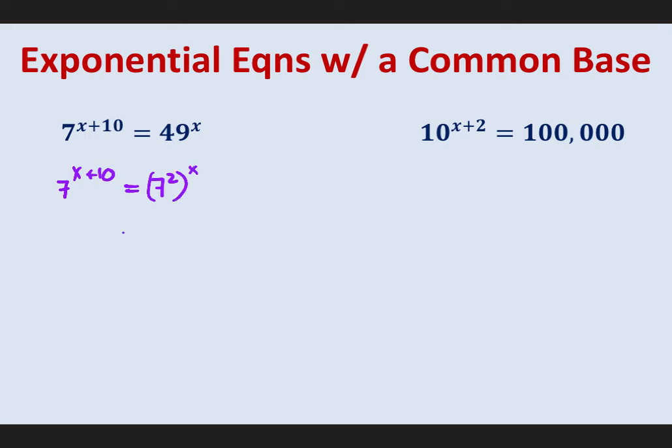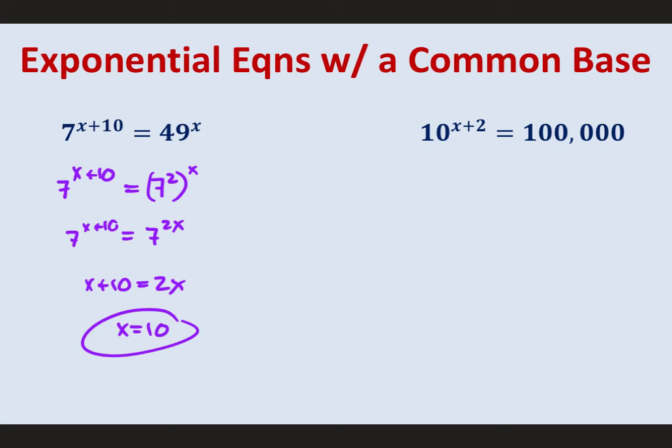Those exponents have to be multiplied, so this becomes 7 to the 2x and 7 to the x plus 10. The bases are now the same, so we can set the exponents equal. X plus 10 equals 2x. Subtract the x, we get x equals 10. There's our answer.